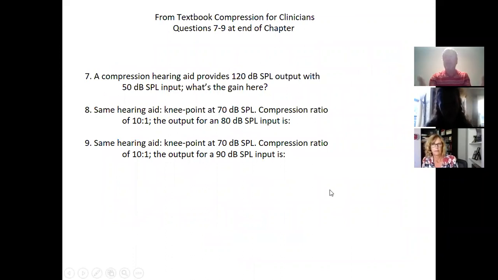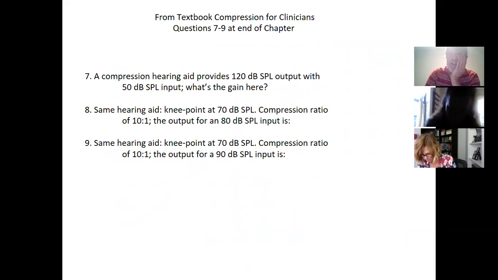Here we go. Different situation. Okay, we're going to a new graph, a new hearing aid, a different hearing aid. Question number 7. A compression hearing aid provides 120 dB SPL output with a 50 dB SPL input. What's the gain here? 70. Correct. Yeah, 50 plus 70 is 120.